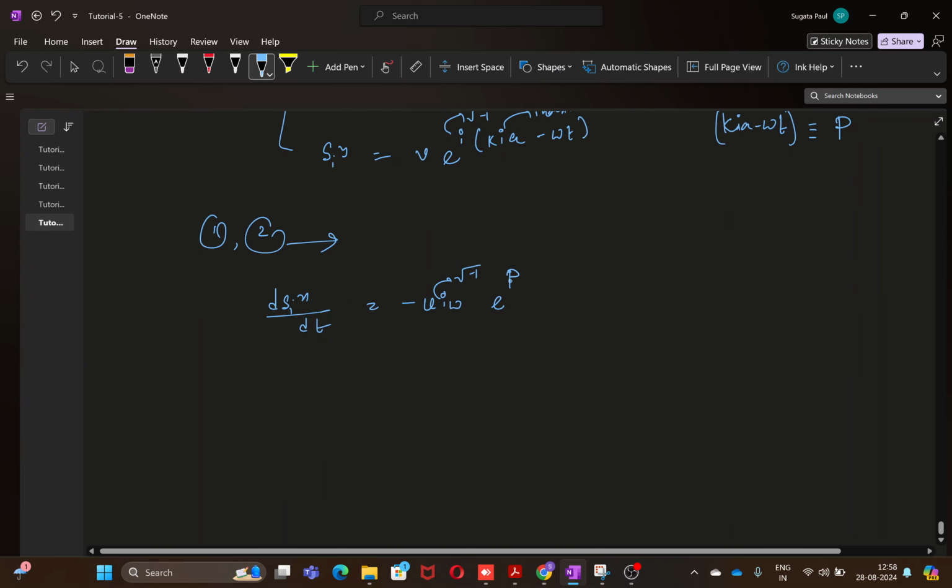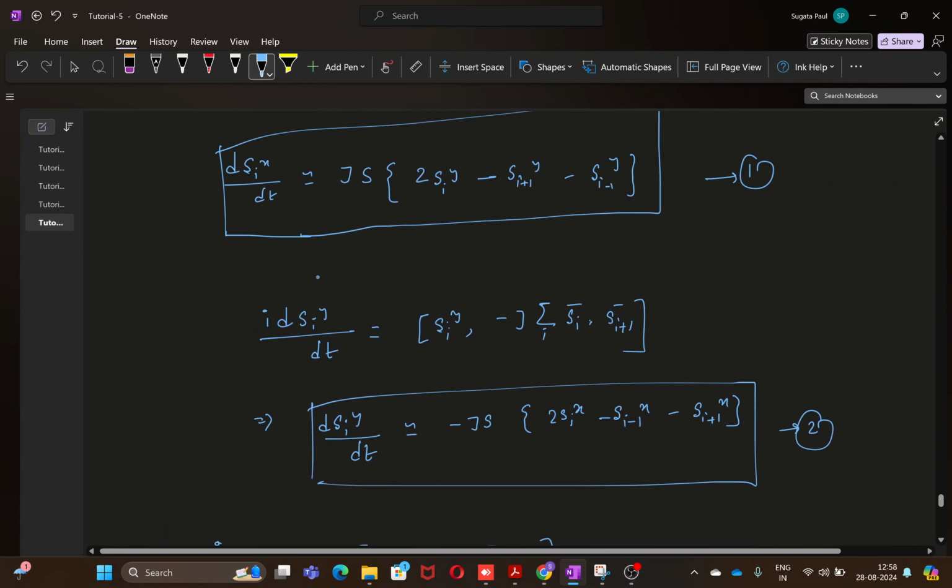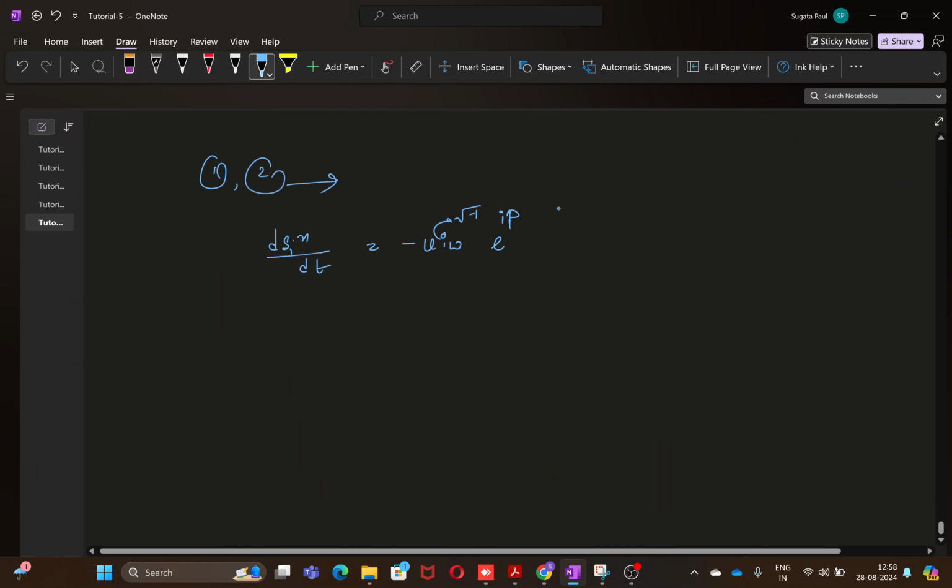So right now all the terms I am writing with i mean the complex root of minus 1. Now this will come up: minus i u omega e to the power of ip. And now if you put the values on the right hand side, this is J S, 2 S_iy, so you have to use the values of S_iy. So you will have it nearly equal to J S bracket 2 S_iy, meaning you put this value, so 2 v e to the power of ip, then 2 S_i.